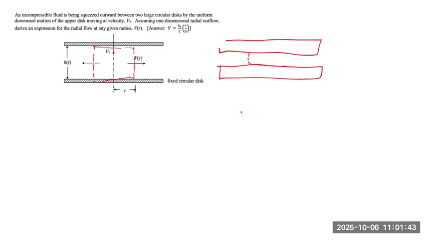The control volume will get smaller in volume because the height is decreasing. So the volume of the control volume will decrease like this. And we can take the control volume area to be defined by the radius r. As the upper circular disk moves down, the volume of fluid in this control area will decrease.